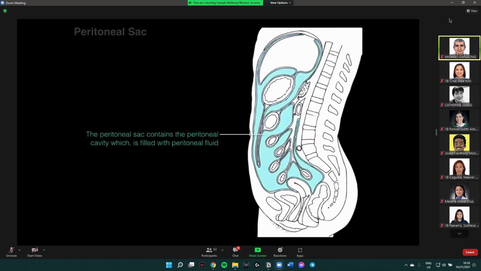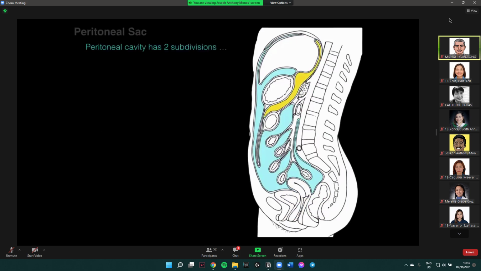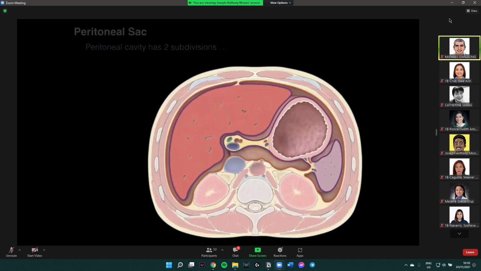Now there in light blue, filling this cavity, there's the peritoneal sac that contains the peritoneal cavity, which is filled with peritoneal fluid. Now the peritoneal cavity has 2 subdivisions. The greater sac, which is primarily the majority of the space of the peritoneal sac, and then behind the stomach and the liver is the lesser sac, behind the lesser omentum.